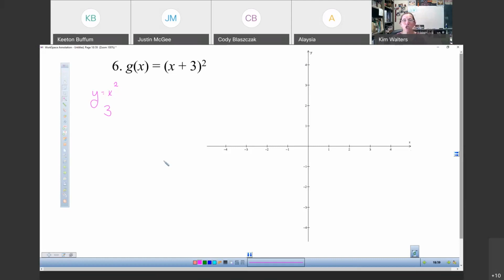Excellent. Okay, so it's going to move 3 units to the left. Again, x plus 3 equals 0 tells me x is equal to -3. So that means it's going to be over here. Remember, x squared had a turning point of 0, 0. So now its turning point is going to be over here at -3, 0.